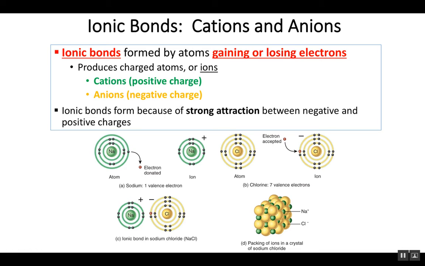When this happens, opposites attract. Cations and anions will form ionic bonds. So by definition, an ionic bond is formed by atoms after they have gained or lost electrons. They are relatively strong compared to, say, a hydrogen bond. They are not as strong as a covalent bond. So as far as strength, covalent is the strongest, ionic, then hydrogen.